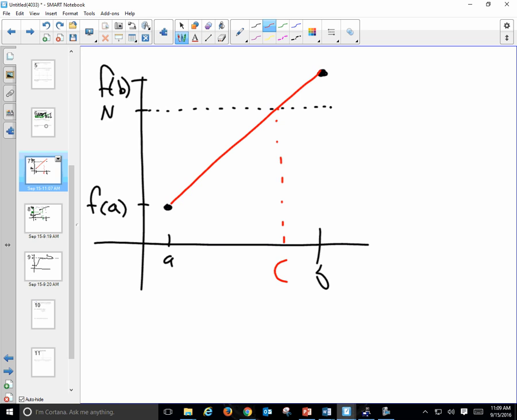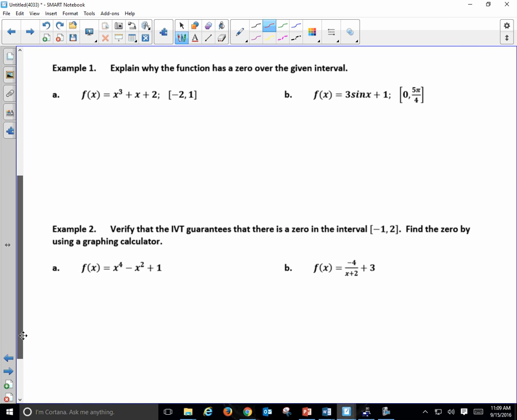Let's try an example, okay? It says, explain why the function has a 0 on the given interval. What does it mean to have a 0? So when you plug something in for x, you get an output of 0. So I'm going to show that as a 0 on that point. First of all, it's a polynomial, so it's continuous. f of negative 2 is, what do you get when you plug in negative 2? Negative 2 to the third is negative 8 minus 2. You get negative 10.